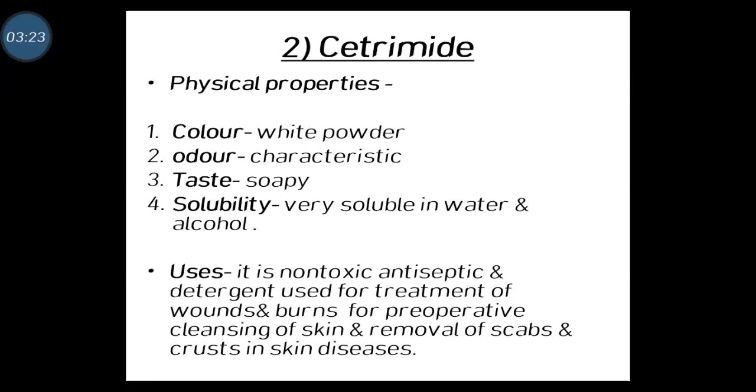Next, now the uses of cetrimide. The first use is that it is a non-toxic antiseptic and detergent. Yes, definitely cetrimide is a non-toxic antiseptic and disinfectant. It is used for the treatment of wounds and burns, for pre-operative cleansing of skin, and for removal of scars and crusts in skin disease. So these are the uses of cetrimide. And in that question, write down the physical properties and uses of cetrimide.